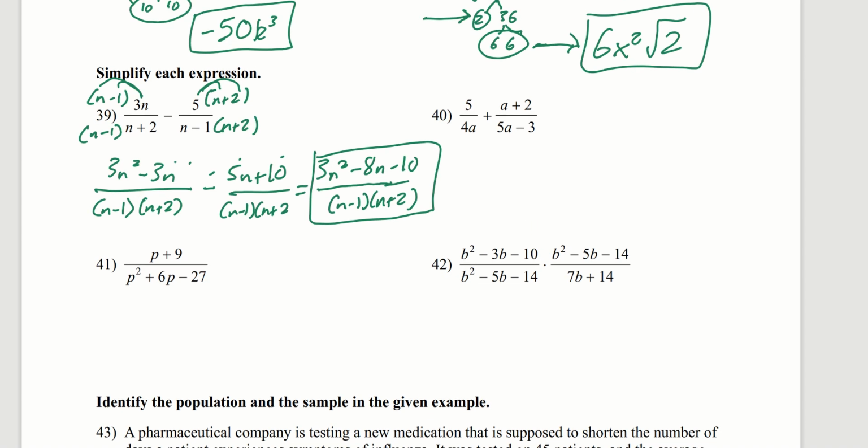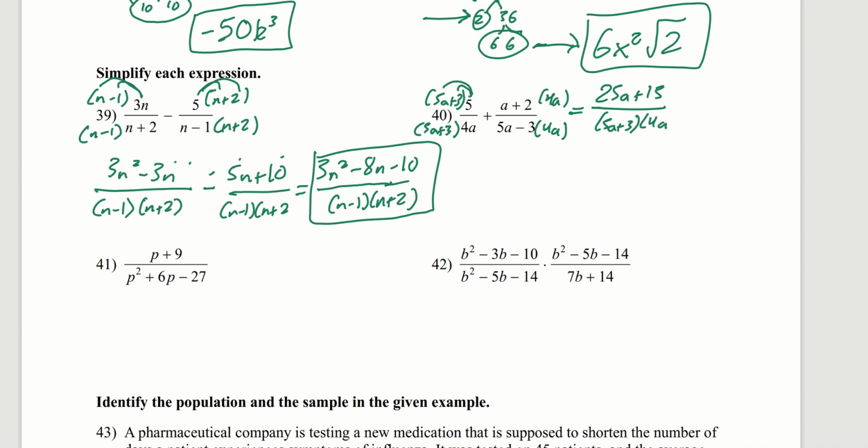Same idea at number 40, make the denominators the same. So I would multiply the first fraction by 5a plus 3. Multiply the second fraction by 4a. What do I get when I do all this multiplication? Well, I would have 25a plus 15 in the first fraction, and then underneath that common denominator that I was creating.